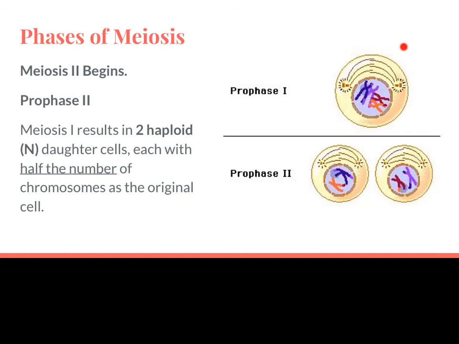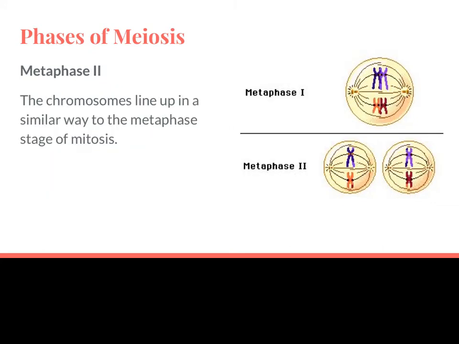Okay, so this was a diploid cell. These are 2 haploid cells. They have half the number: 4 chromosomes in here, 2 in this one, 2 in this one. Hopefully that makes sense. In metaphase 2, the chromosomes line up in a similar way to the metaphase stage in mitosis.